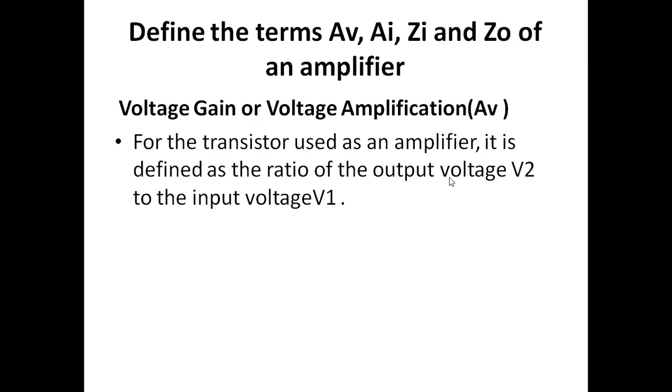Now let us define the terms: AV, voltage gain; AI, current gain; ZI, input impedance; and ZO, output impedance of an amplifier. We have to measure these four basic characteristics for a given amplifier. If these four are similar to the common emitter amplifier, then that circuit can be used as an amplifier circuit.